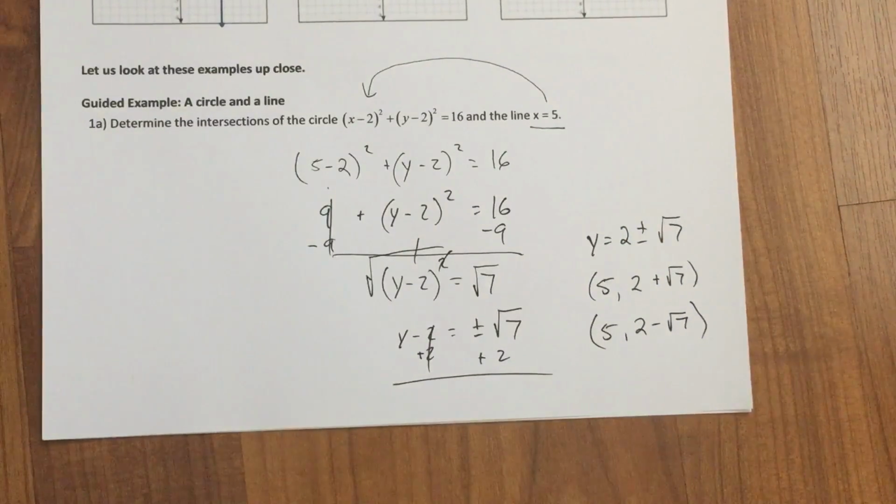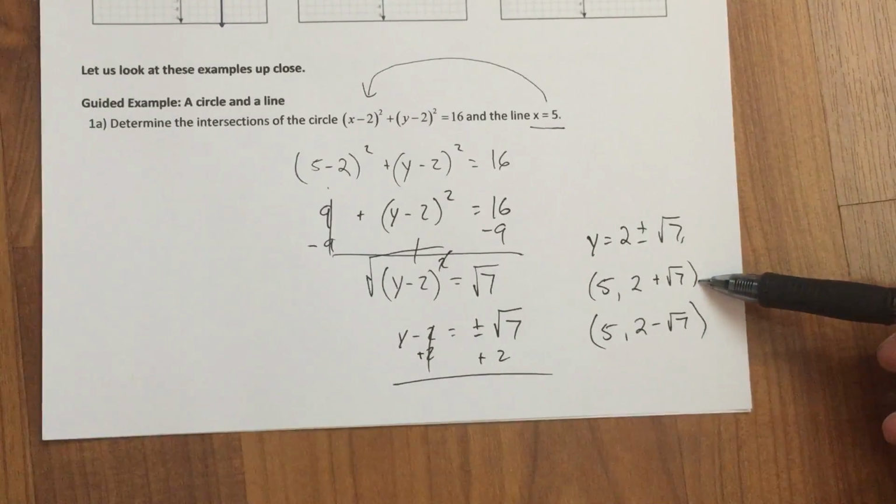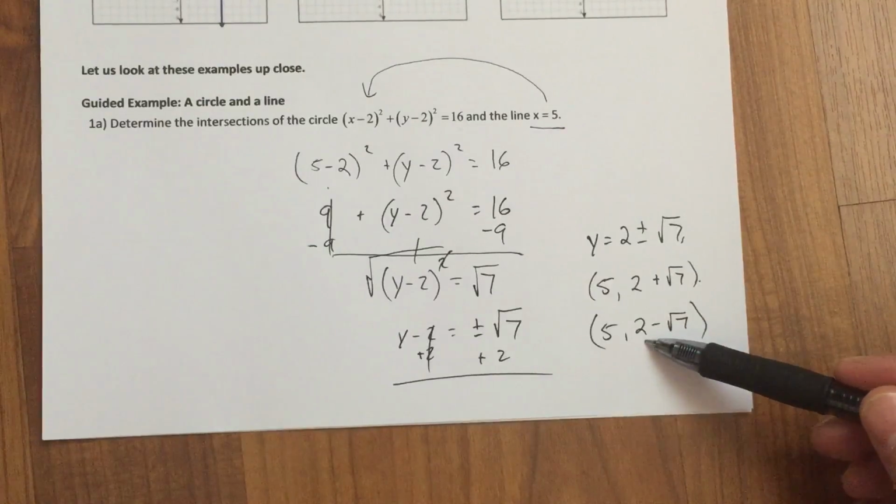These are the ordered pair. Now, we could come up with some decimal equivalent of the square root of 7, but typically we leave it in exact form. So we're going to leave that as 2 plus radical 7, and down here we leave it as 2 minus radical 7.